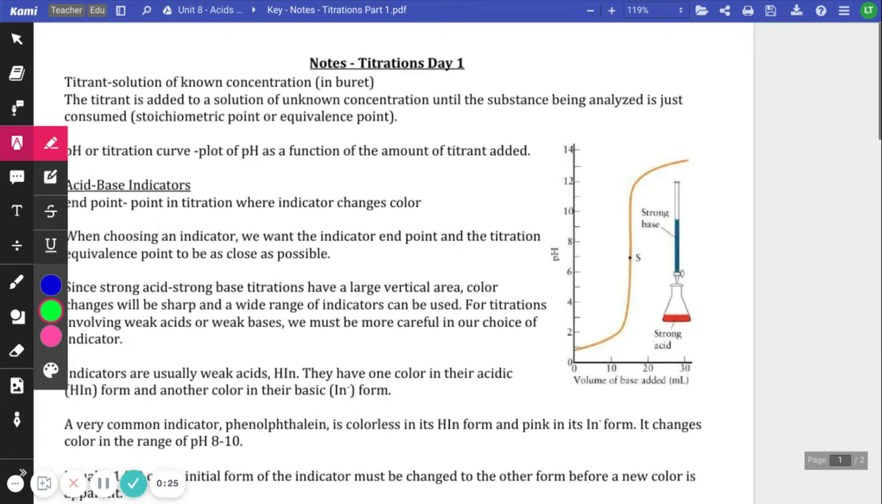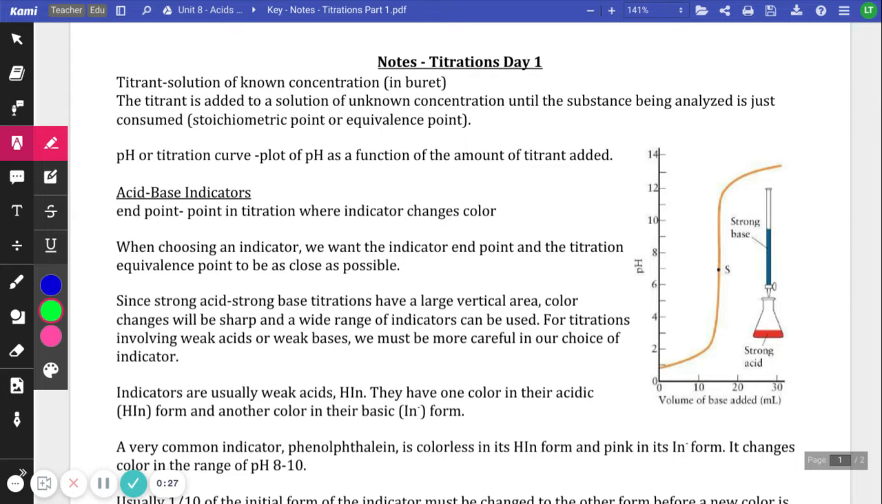So starting off, what is a titration? Basically, when we are doing a titration, we are trying to figure out the concentration of an unknown solution. We should know if it's acidic or basic, but we don't know its concentration. So there's two parts to this. In order to do that, number one, we need a titrant. And that is the solution that we know the concentration of. So if our unknown is a base, then our titrant would be an acid. If our unknown is an acid, then our titrant would be a base.